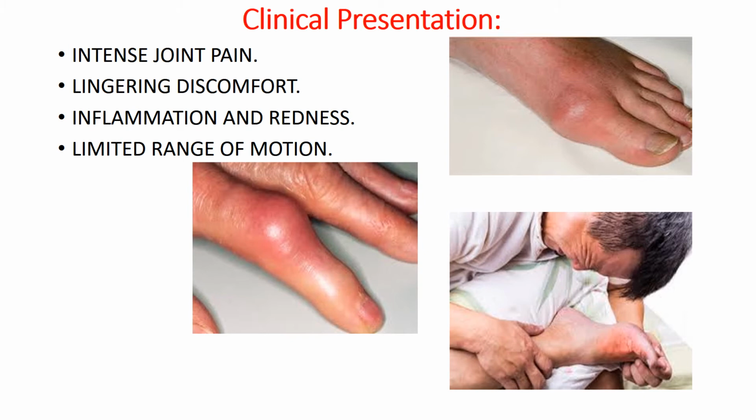Third point is the inflammation and redness. The affected joint or joints become swollen, tender, warm, and red. Fourth presentation is the limited range of motion. As gout progresses, you may not be able to move your joint normally.